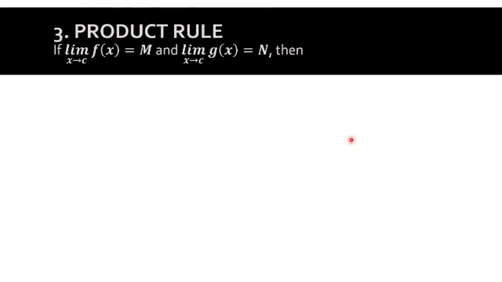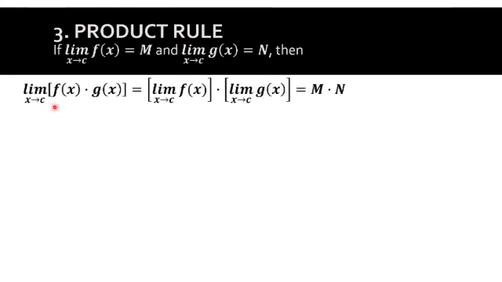Number 3, product rule. Given the same argument, given the limit of two functions, f of x and g of x, which are m and n, as x approaches c. So the limit of the product of two functions as x approaches c is equal to the product of their limits.